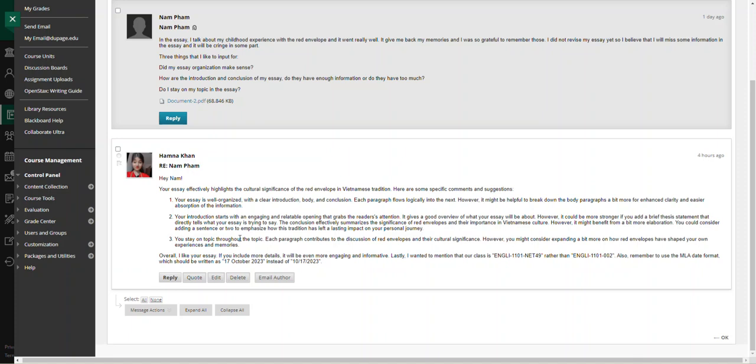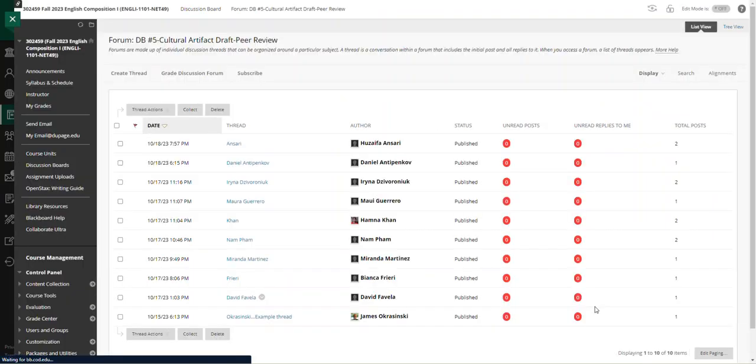Please stay away from stuff like punctuation or grammar. Look at the actual paragraph structure, look at the storyline. Does it answer all the questions that you may have about an artifact? Is there any additional information that you want to know about the particular artifact?